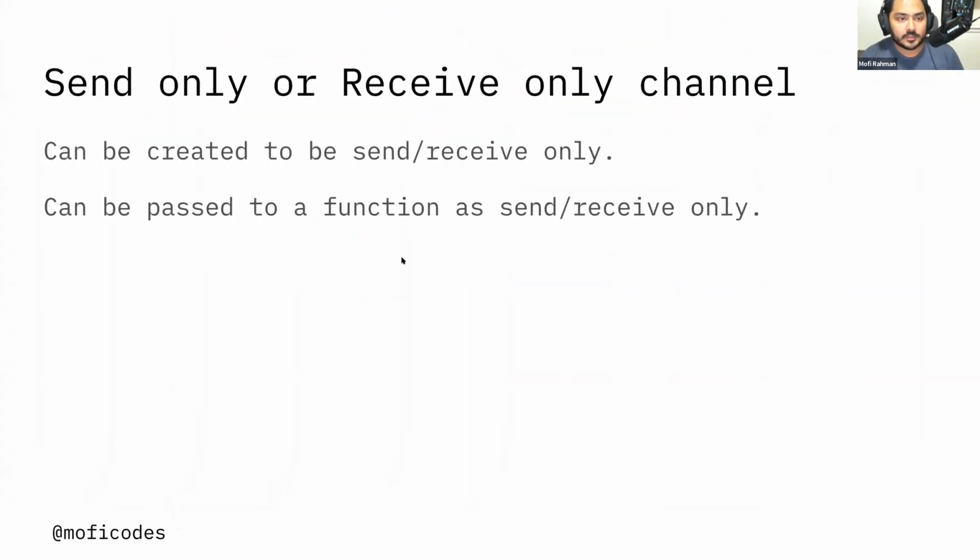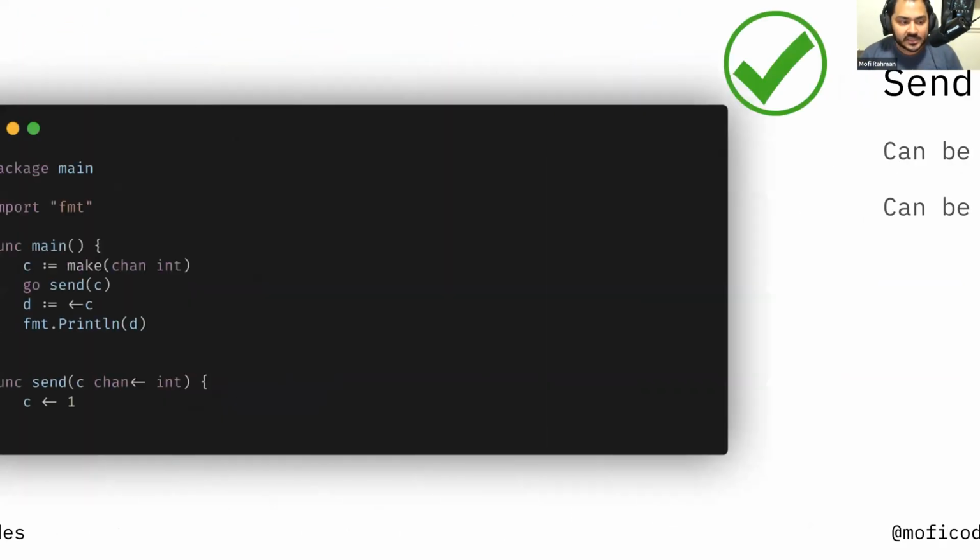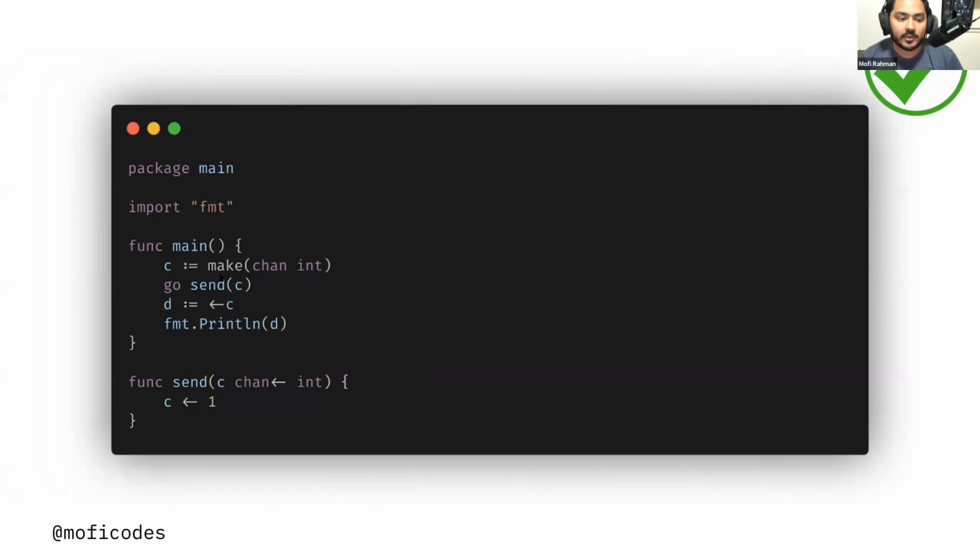Okay, next up, send only or receive only channels. A channel can be created to be send only or receive only. It can also be created by passing it to a function. In the previous example, the channel we had was basically a bidirectional channel. It was not specified, but when we passed it to the function, we actually said the channel we're going to get is going to be a send only channel, by pointing the arrow towards the channel itself.